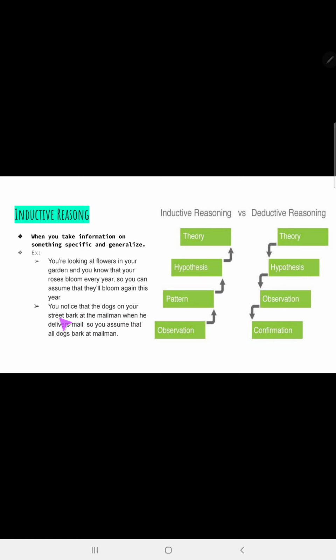And the next example is you notice that the dogs on your street bark at the mailman when he delivers mail. So you assume that all dogs bark at the mailman. You're assuming, so it's not 100% certain. And also you only tested it on a few specific dogs, which is the dogs on your street. Not all dogs. So it's probable that all dogs bark at mailmen, but it's not 100% certain since you only had limited variables in the experiment.